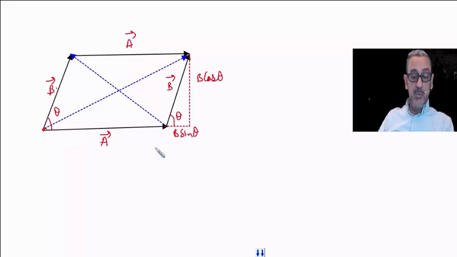Okay, now we have to find this resultant. This resultant is acting in this direction, and this resultant is the sum of the A vector and the B vector. It gives me the combined effect, right?